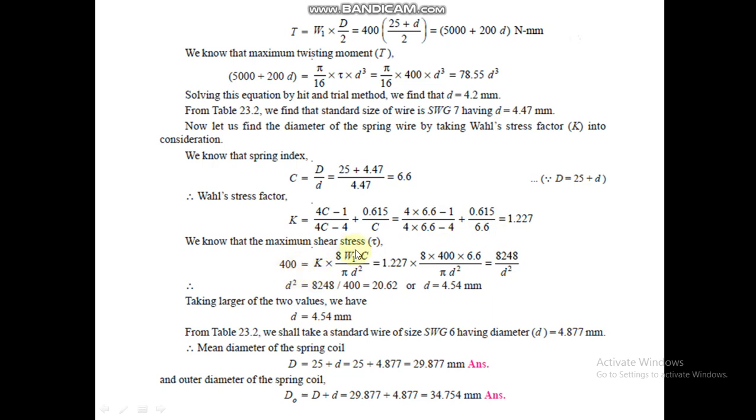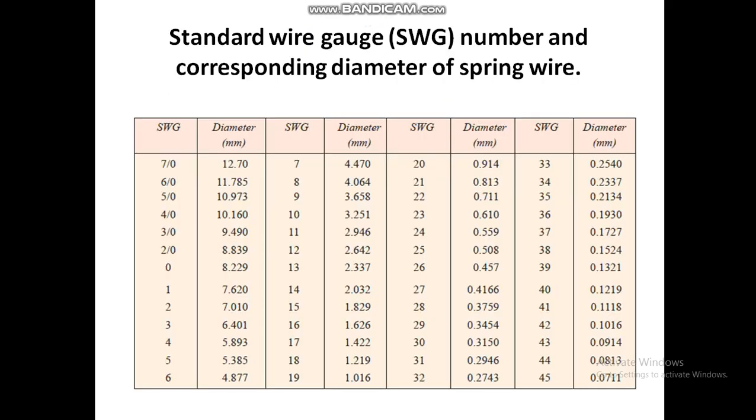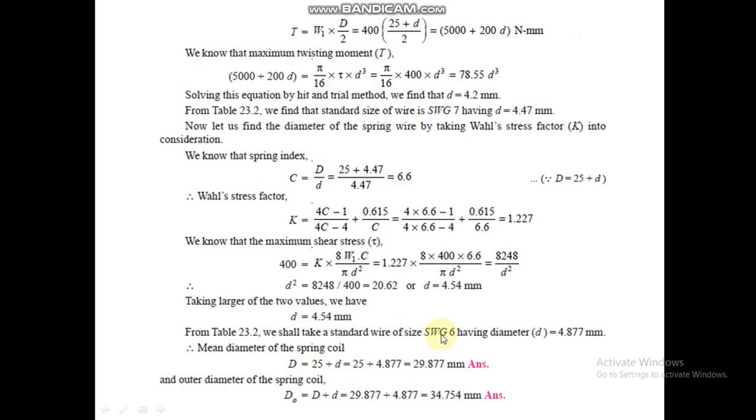So apply the formula for shear stress. Shear stress is equal to K into 8WC upon pi d square. Put the values of K, W, C, and you can calculate the diameter, 4.5. Now you have two answers: one is 4.4, the other is 4.5. So you will select the greater, and your wire diameter will be 4.5. And again you will see the table. According to 4.5, you will select 4.8, SWG6. So your spring will be SWG6.